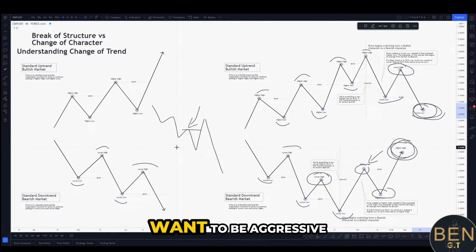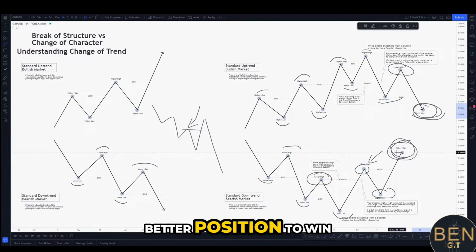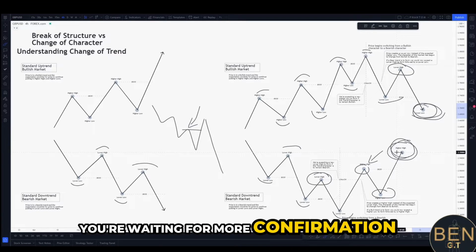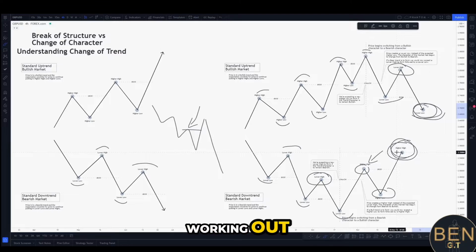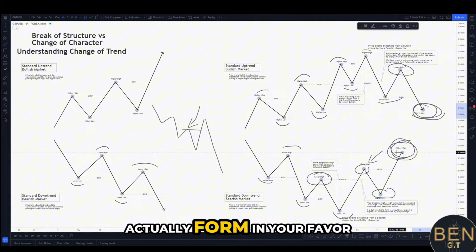Now, of course, if you want to be aggressive and start looking at a change of character on that initial break of structure, you absolutely can. But if you wait for that secondary break of structure to confirm the trend, you're putting yourself in a better position to win. You're waiting for more confirmation. Therefore, you're increasing the overall probability of that trade working out, or that trend starting to actually form in your favor.